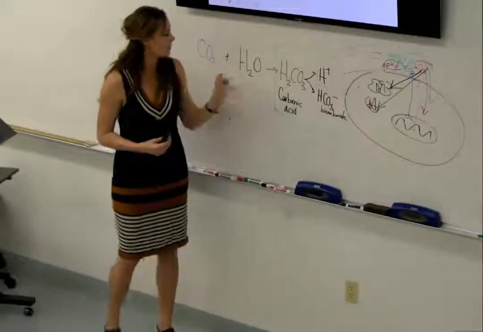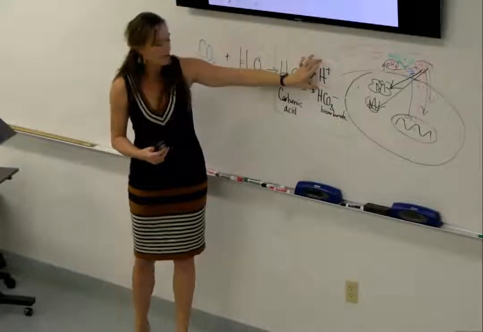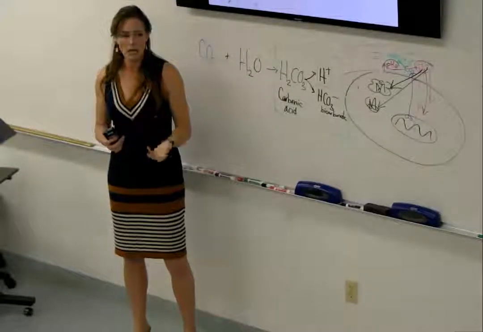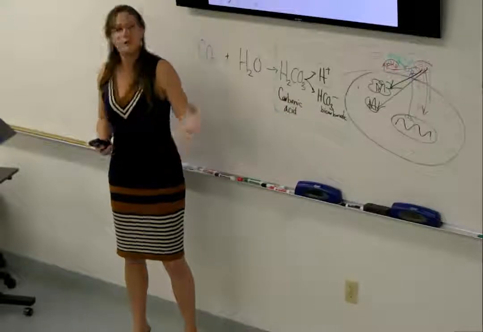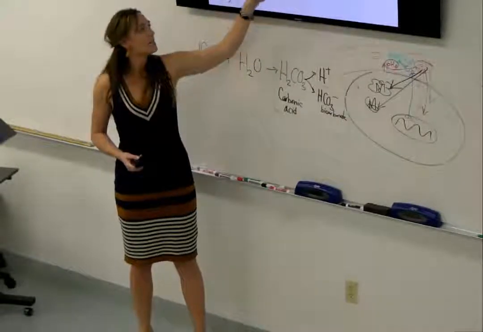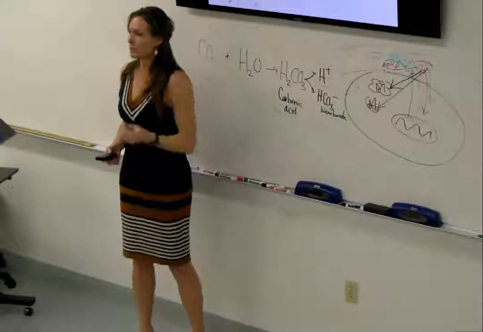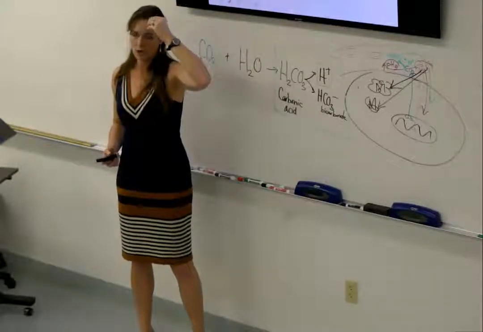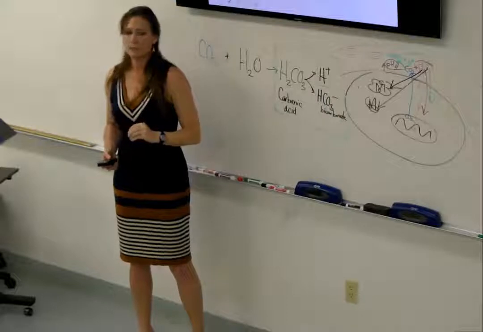So we always want to relate carbon dioxide and H pluses. They're always going to be together. The more carbon dioxide we have, the more acidity we have, the more H pluses. That is a greater stimulus on our central chemoreceptors in our brain than oxygen.